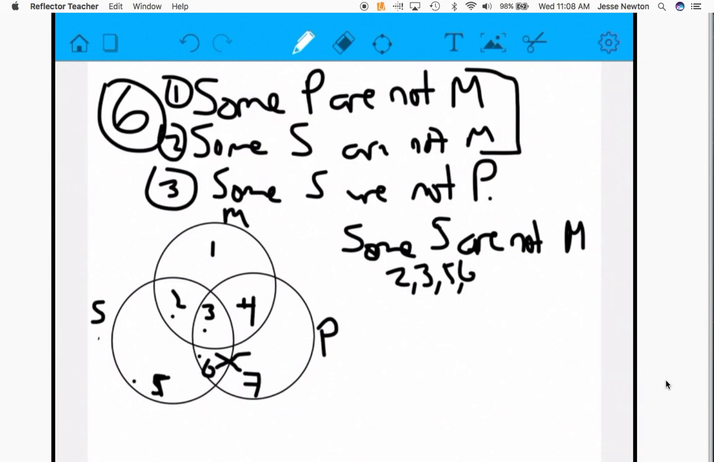And then M is going to be, just as before, 1, 2, 3, 4. And here again, we circle the regions of overlap, which is going to be 2 and 3 here, and 2 and 3 here. And we can scribble out the 4 and scribble out the 1. We don't need those. And we're saying some S are not in 2 and 3. So if they're not in 2 and 3, that means the only possibility left is 5 and 6. So the way we show that is we put an X right there on the line.